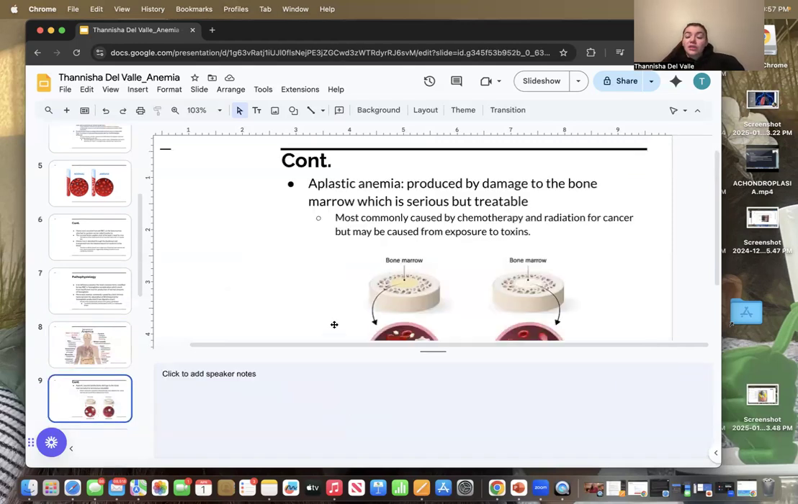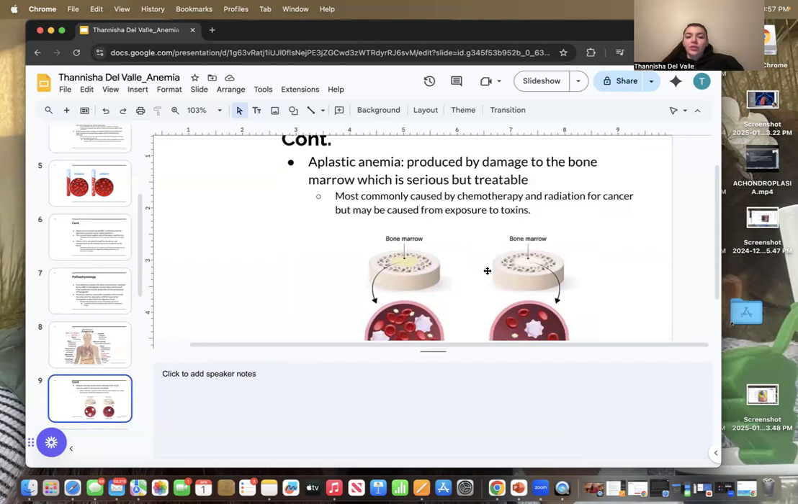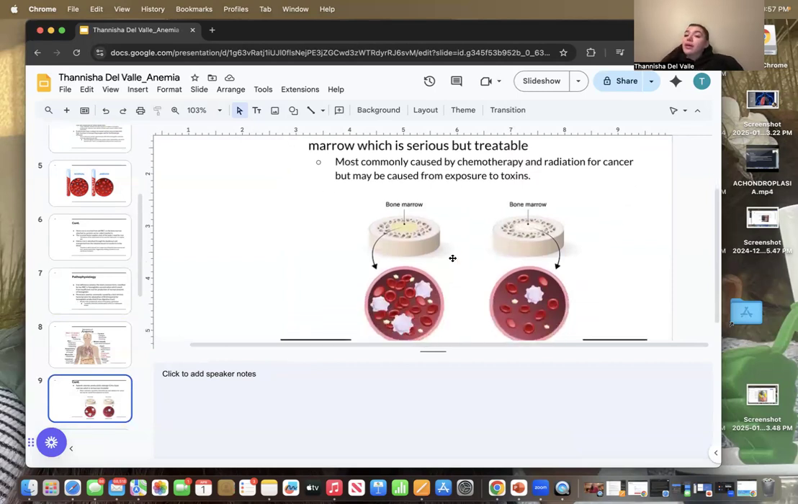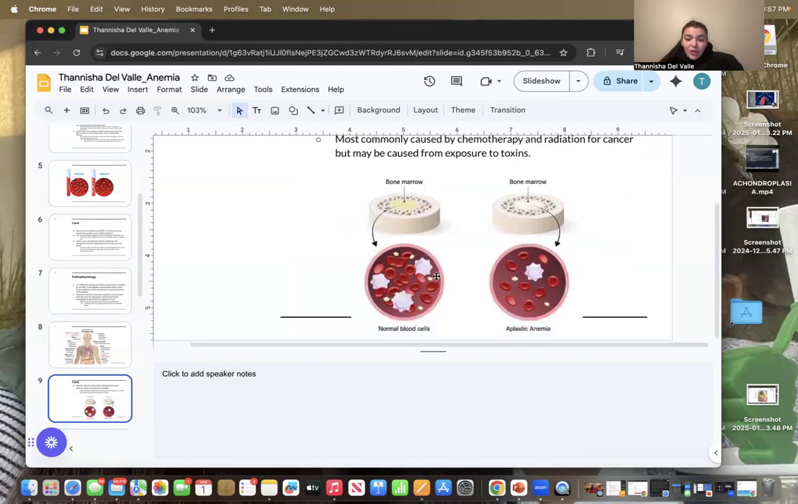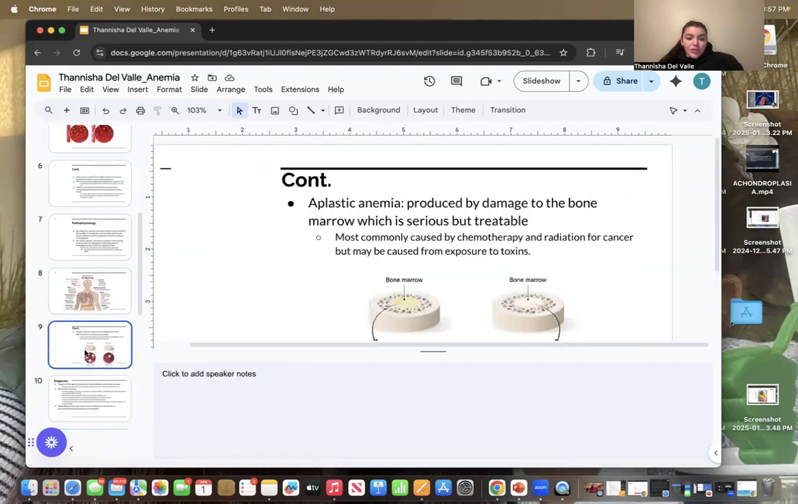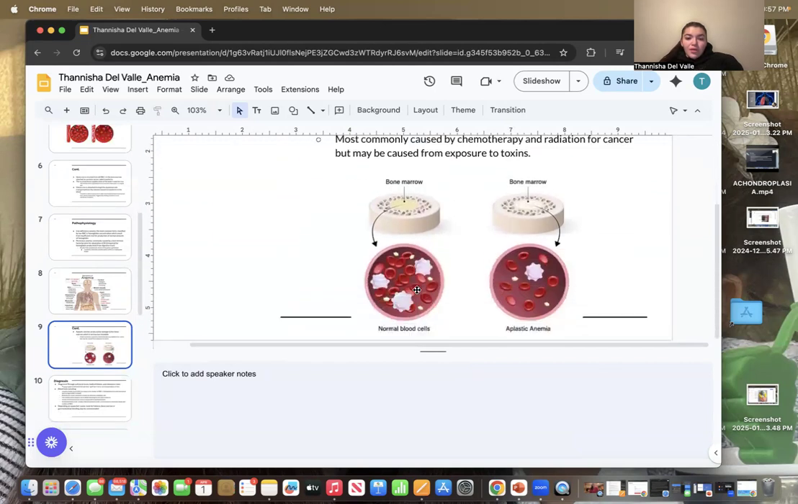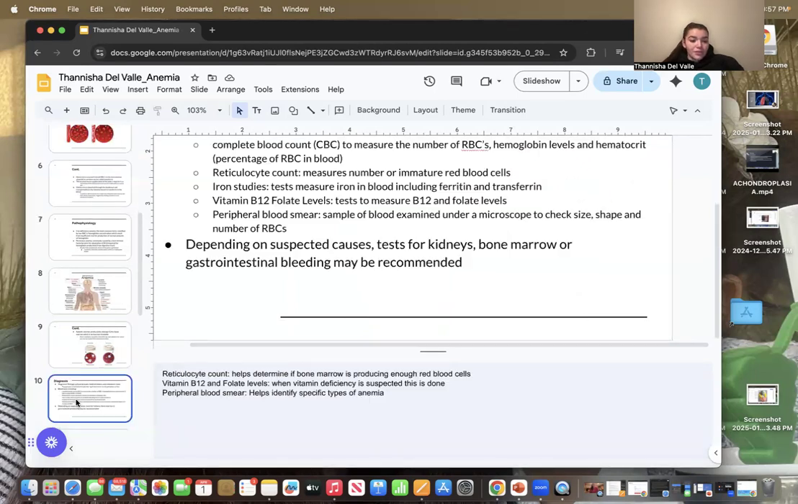Another thing that is seen is aplastic anemia, which is produced by damage to the bone marrow, which is serious but treatable. It's commonly caused by chemotherapy and radiation for cancer, and by exposure to toxins. So you can see this is bone marrow with normal blood cells, and with aplastic anemia, you can see that it's a lot less.